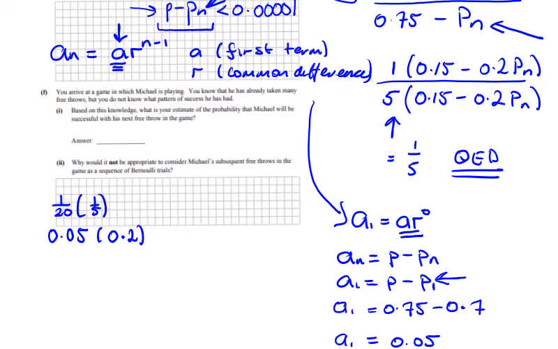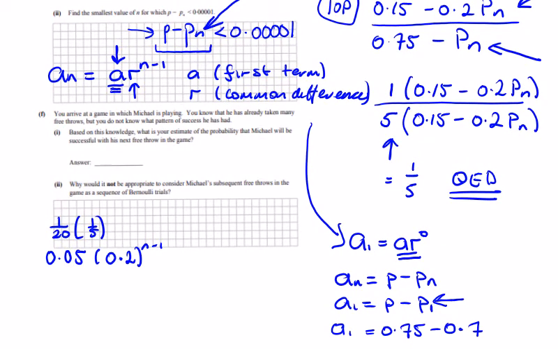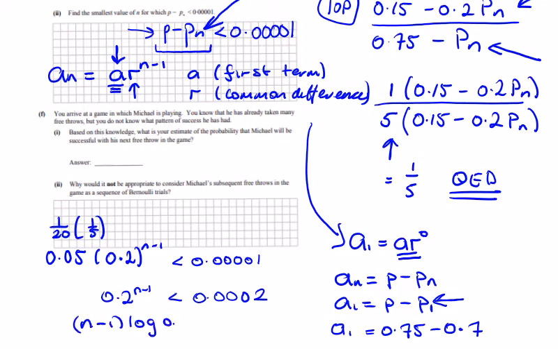So 0.05, 1 over 20 here, by R, which is 0.2 to the power of n minus 1, has to be, we're asked for it, this P minus Pn has to be less than 0.0001. So if we go 0.2 to the power of n minus 1 has to be less than, well, let's just divide that in a calculator straight away. It's going to give me 0.002. So taking logs, n minus 1 by the log of 0.2 has to be less than the log of 3 zeros and a 2.